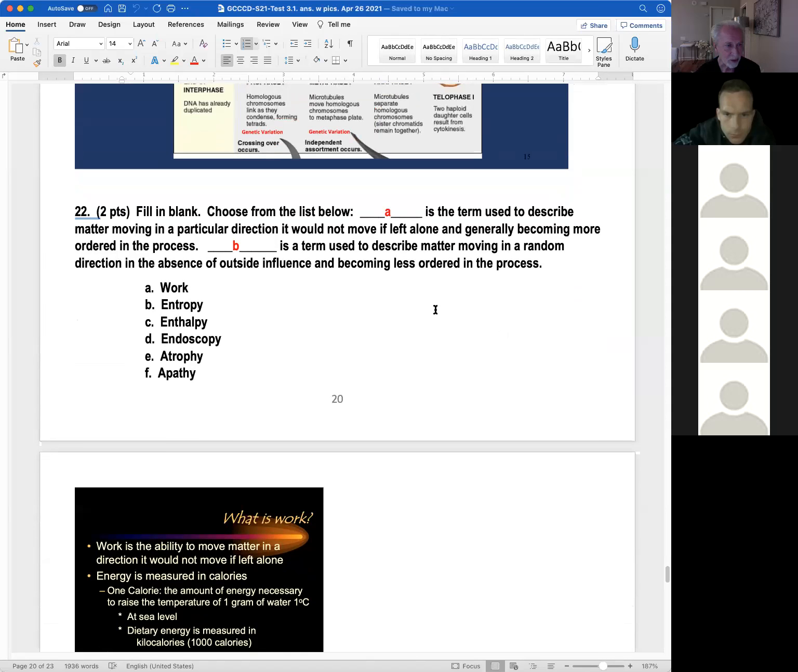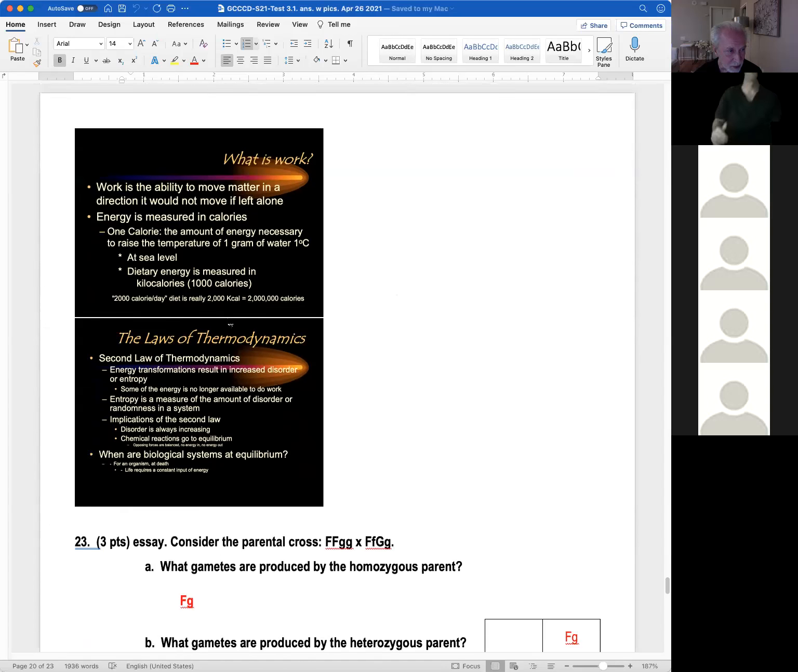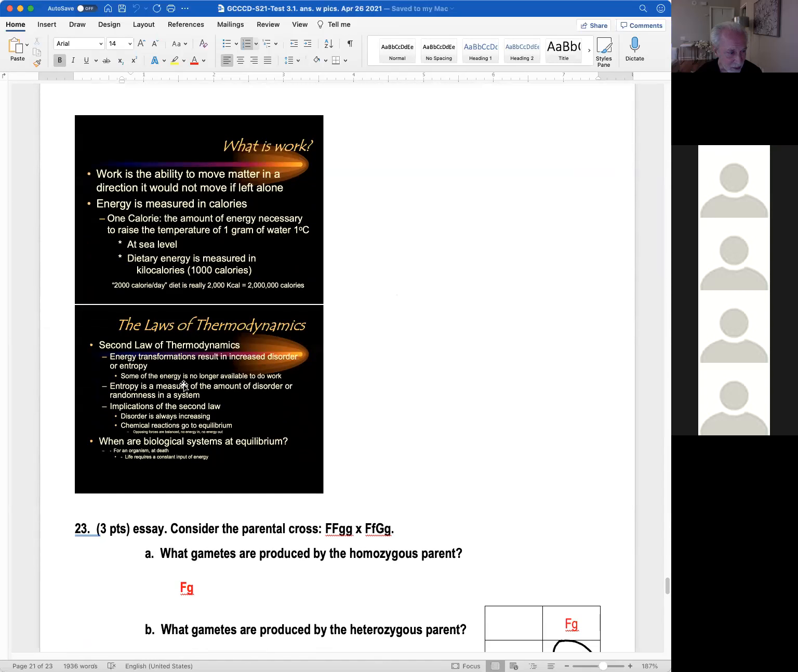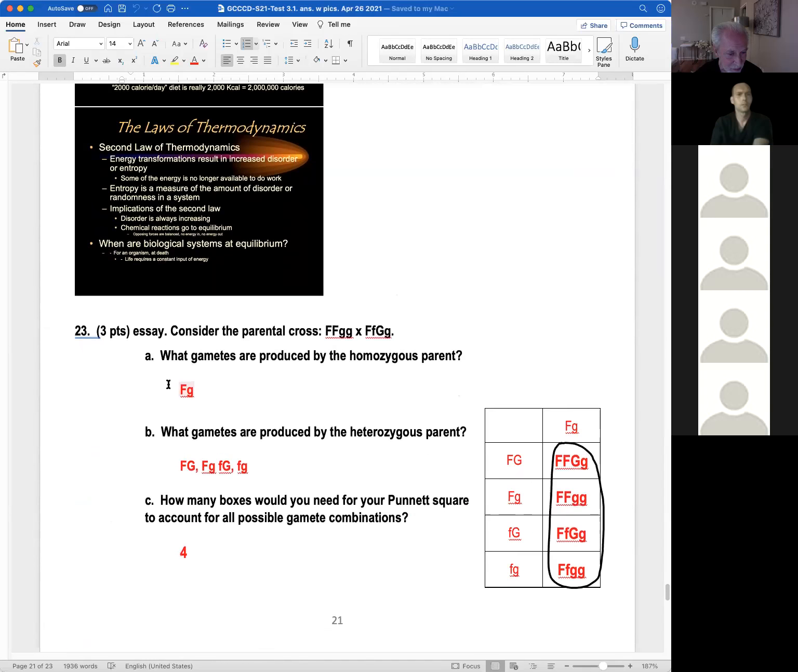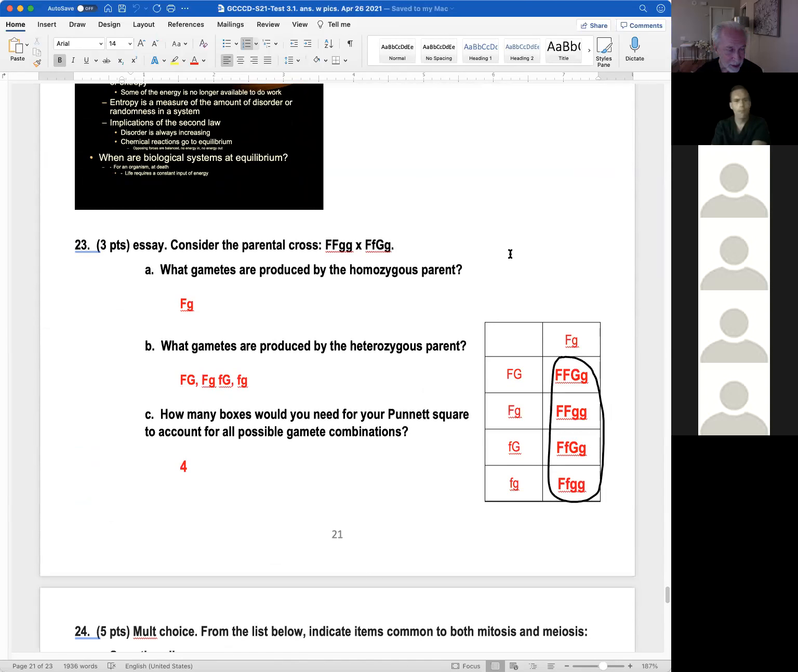And then we had a question about work and entropy. A, work is a term used to describe matter moving in a particular direction that it would not have moved if it had been left alone. And entropy is a term used to describe matter moving in a random direction. And those answers or those questions were illustrated in these slides. What is work? And what is the second law of thermodynamics? Any question about that? Pretty straightforward.